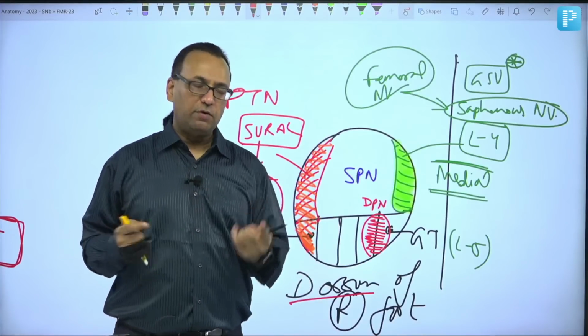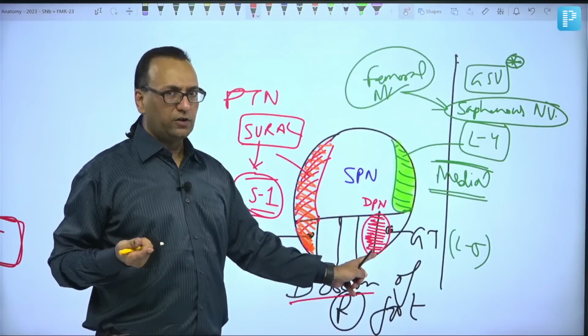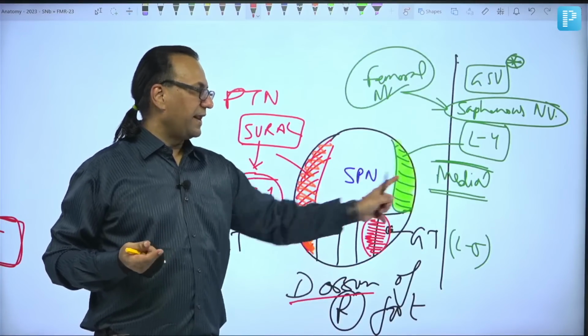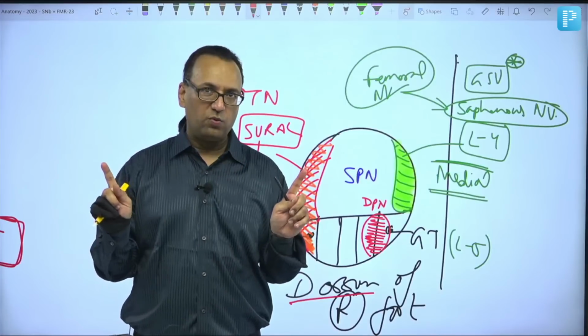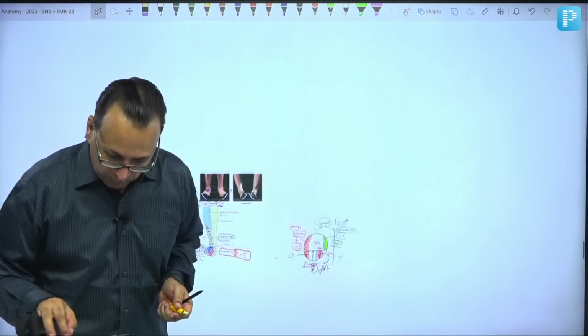Next time a question can come, lateral side of great toe is supplied by? You say the lateral side of the great toe is supplied by the deep peroneal nerve. Is the saphenous nerve supplying the great toe? No. Okay. So, let us go back to this question.